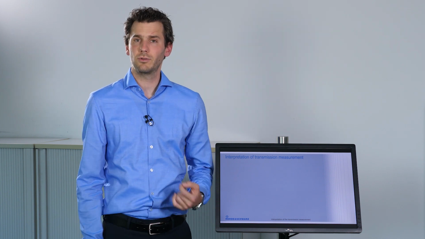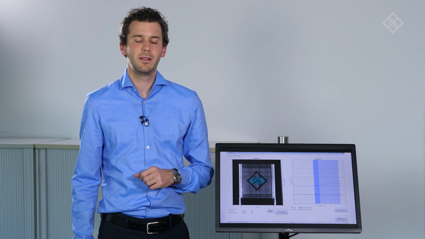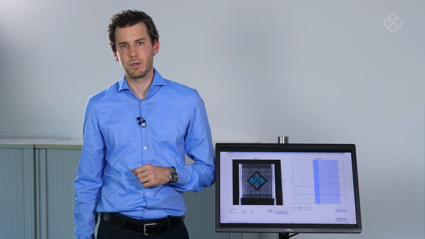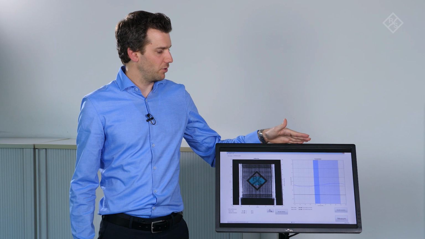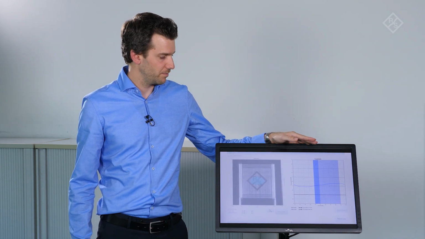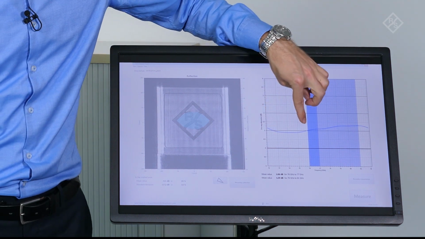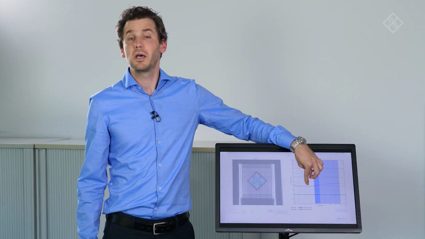Let us now have a closer look at the data that we have just captured with the QAR. Let us start with the transmission loss measurement. So we will focus on the right-hand side of the screen where we see this blue curve. This blue curve shows its minimum from 73 to 75 gigahertz.